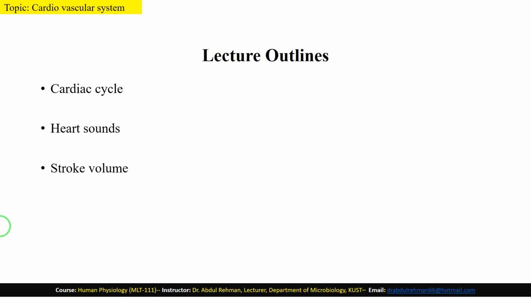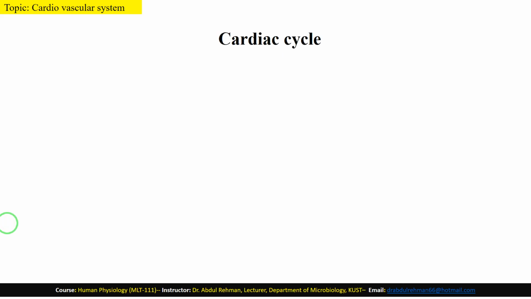After this, we will study the stroke volume, that is, how much blood is pumped from the heart during each heartbeat. And then we will discuss the heart rate and different factors that are involved in the regulation of the heart rate. At the end, we will calculate the cardiac output. Let's start our lecture. Cardiac cycle.